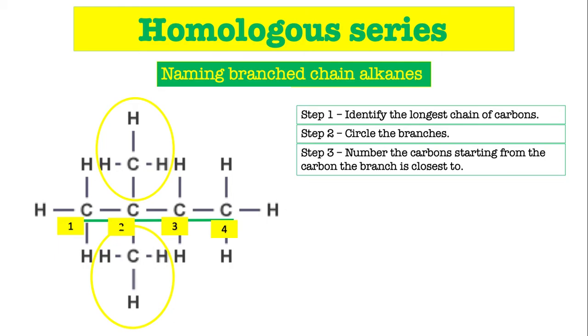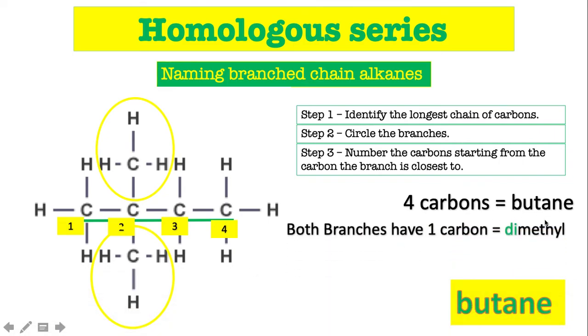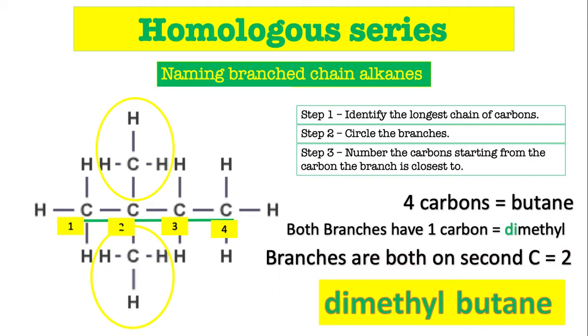name. Again, I would start naming it from the end, so you'd have 4 carbons, which should give you butane for the end bit of the name. Your branches have 1 carbon, so the name of the branch for both of them would just be methyl. But because you've got 2 branches, in front of that methyl you need to put this bit here, which just means di, which stands for 2. And then again, the branches are both on the second carbon, so it would be 2 again, so the name would be 2,2-dimethyl butane.